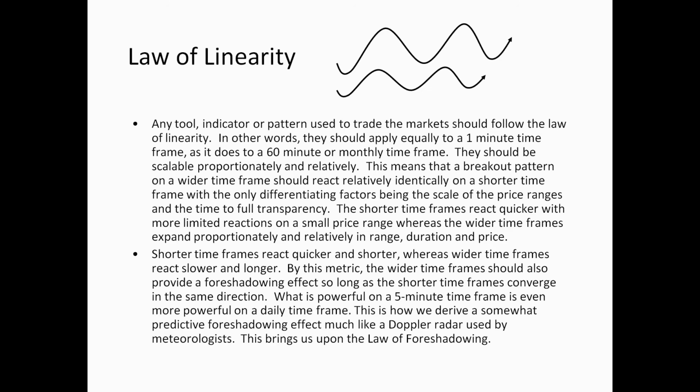Any tool, indicator, or pattern used to trade the markets should follow the laws of linearity. In other words, they should apply equally to the 1 minute time frame as it does to the 60-minute or monthly time frame. They should be scalable proportionally and relatively. This means that a breakout pattern on a wider time frame should react relatively identically on a shorter time frame. Now the only difference is that the wider time frame has a bigger price range and it's going to take longer to develop, while the shorter time frame is going to have a smaller price range, but it's going to take less time to develop. Everyone understand that?